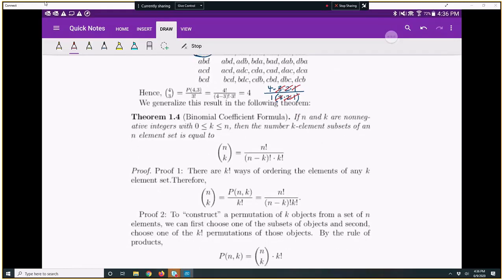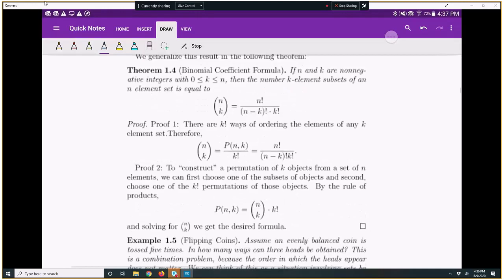So this brings us to the formula that we're going to use for the binomial coefficient, or for combinations. And that is, if n and k are non-negative integers with 0 less than or equal to k less than or equal to n, then the number of k element subsets of an n element set is equal to n choose k, which will be given by the formula n factorial divided by n minus k factorial times k factorial.